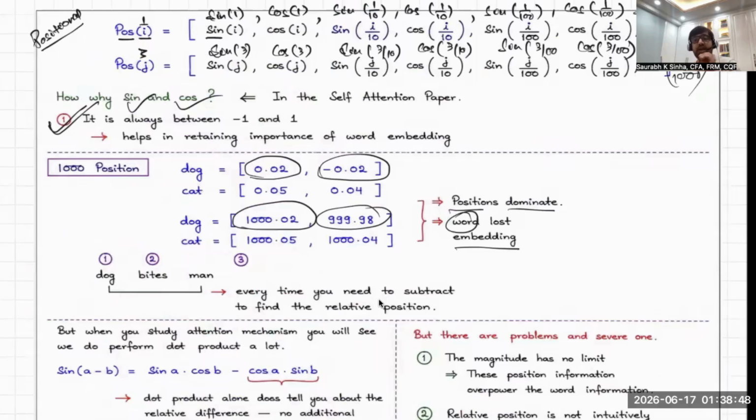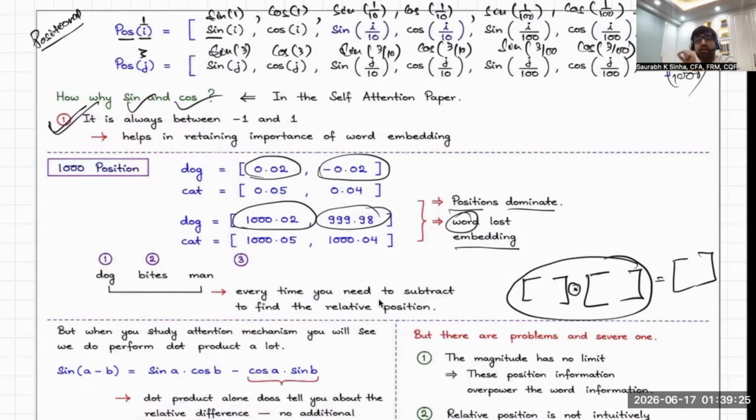Because when you study the self-attention mechanism, you will see that to find the self-attention weight, you're doing a dot product between two matrices. And the dot product will transform these matrices into a different dimension matrix. That would be the final matrix that you would be using for learning the large language model. We'll see that. Now, because of this dot product used in the attention mechanism, using sine and cosine gives us an additional benefit to intuitively capture the relative information.